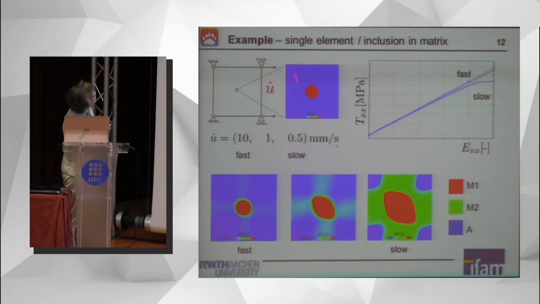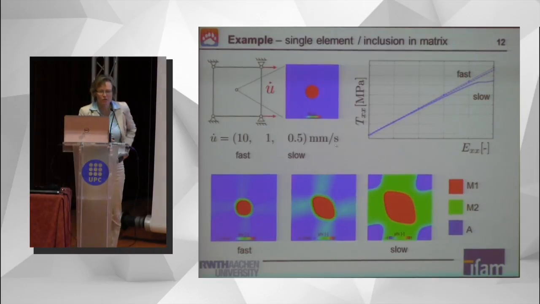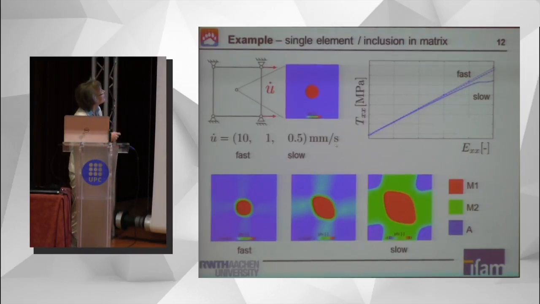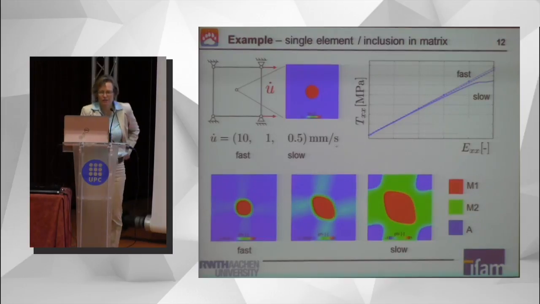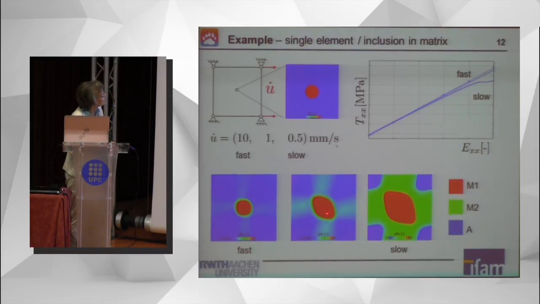So we have here a single element with an austenite matrix and a martensitic inclusion in order to initiate the phase transformation at all, otherwise nothing would happen. And we have different loadings: fast loading, moderate loading and slow loading. You see that hardly anything happens for the fast loading. This is simply too fast for the phase transformation to really take place. But if you have the middle loading and the slow loading, then a lot of things happen.